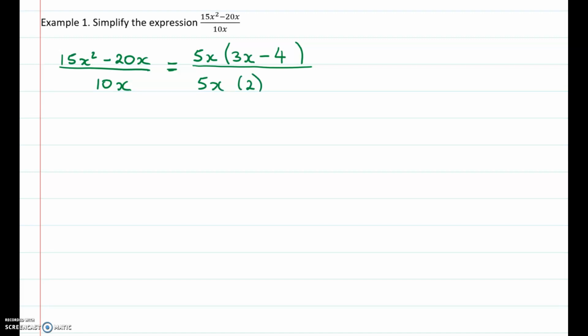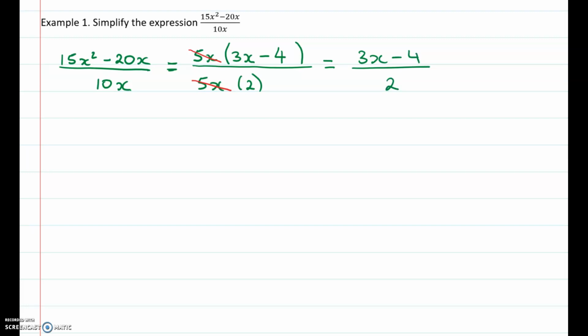Now, you've pulled the 5x out of the top, and it's no longer involved in the subtraction. That means the 5x here is available for cancelling, because it's not involved in addition or subtraction, and so it cancels with the 5x on the bottom. Okay, so the 5x is cancelled, and you end up with 3x minus 4. You don't need the parentheses anymore because there's no more multiplying to be done, over 2.